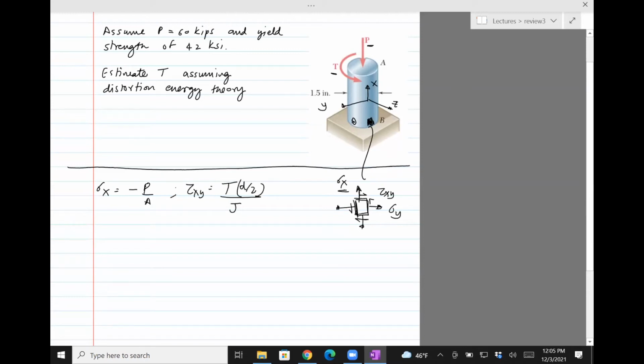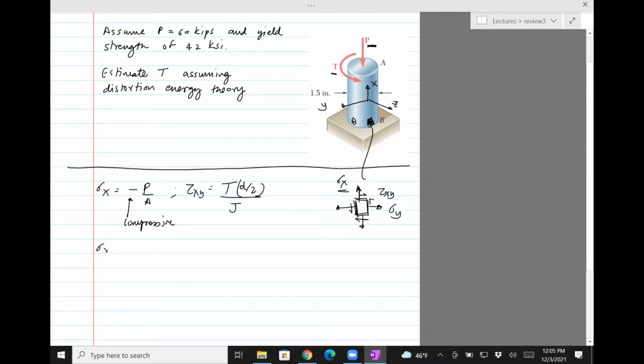What makes the P over A negative? Compressive. Look at the direction of this force. It's downwards. It's compressing.